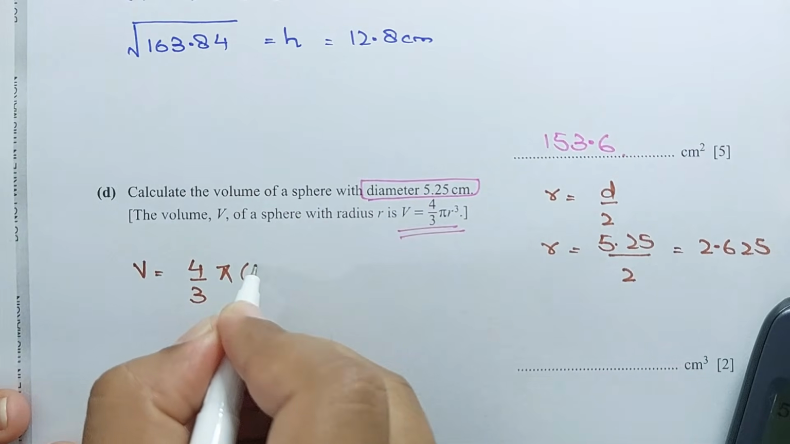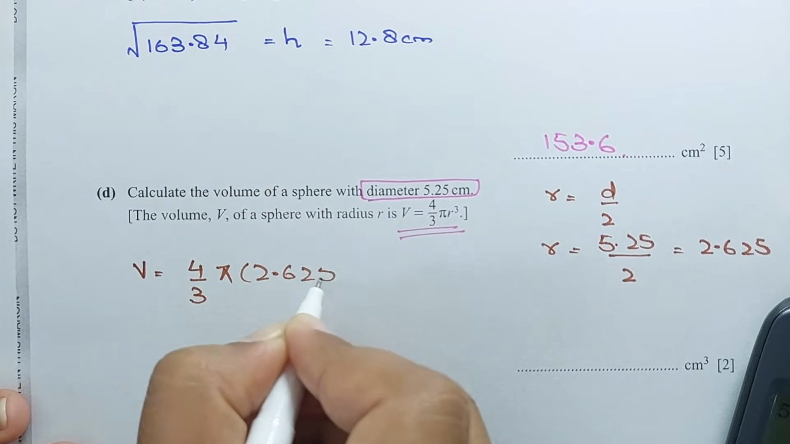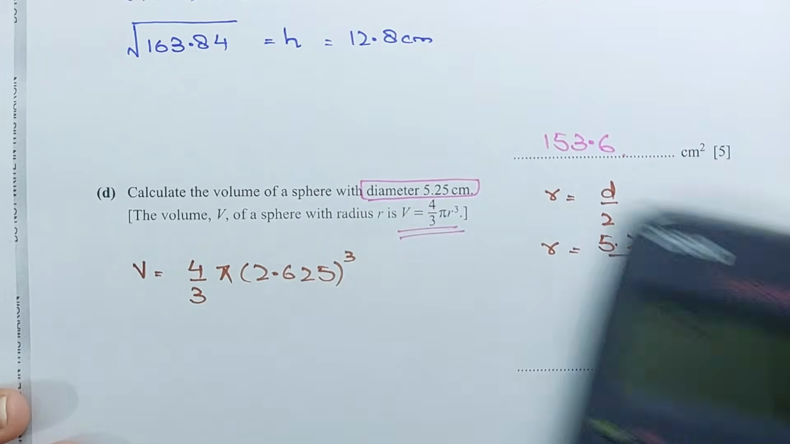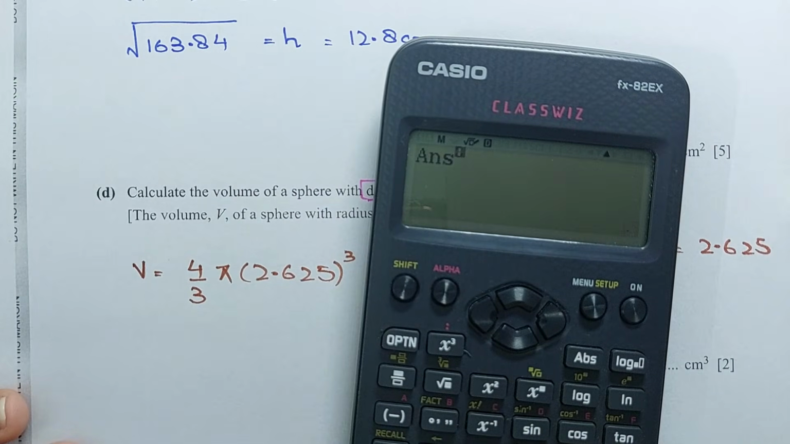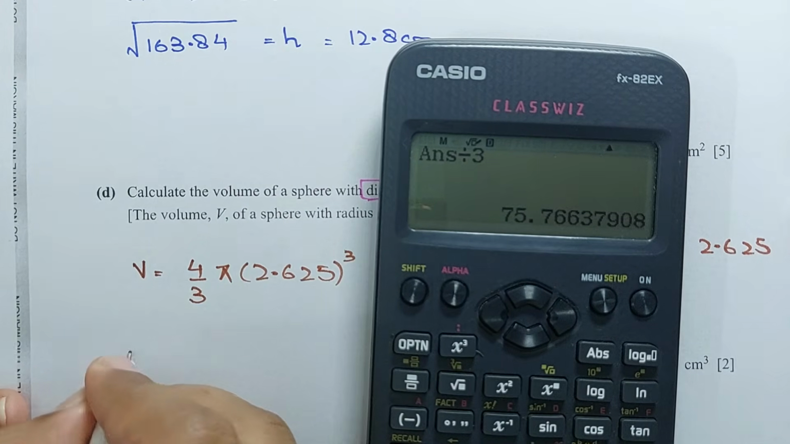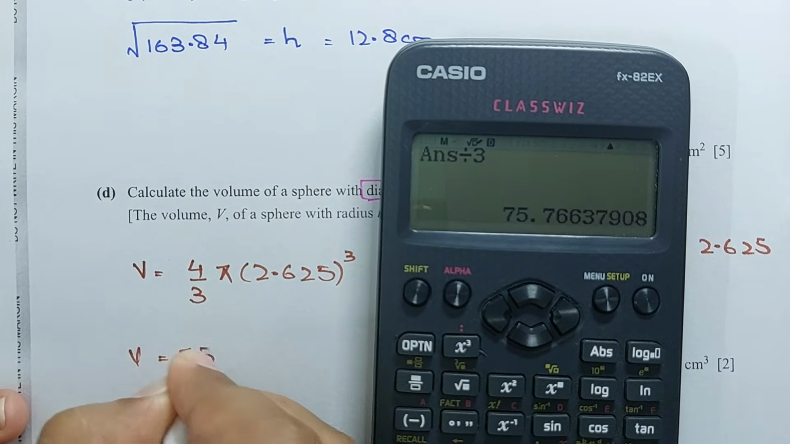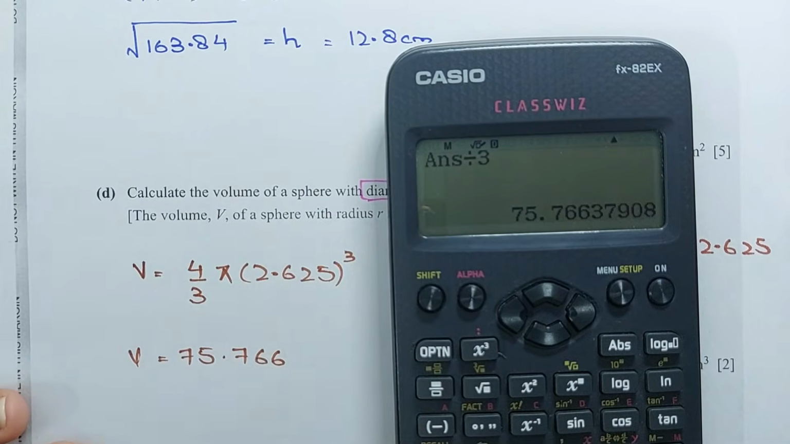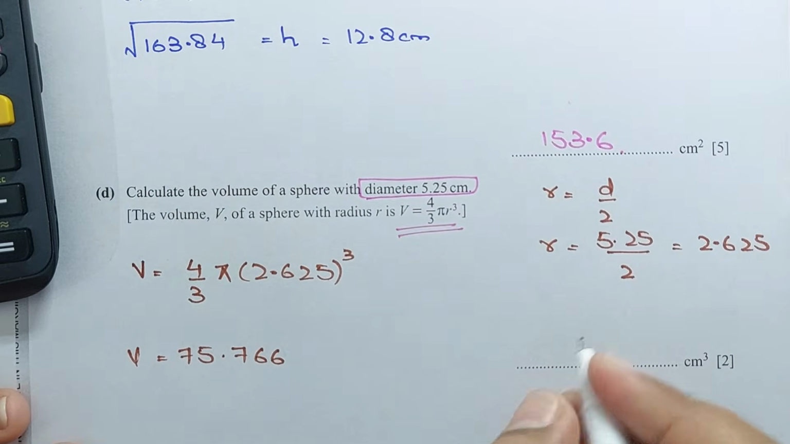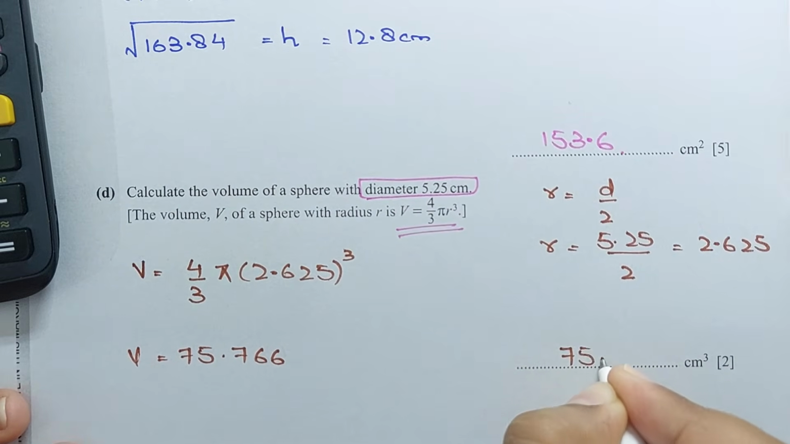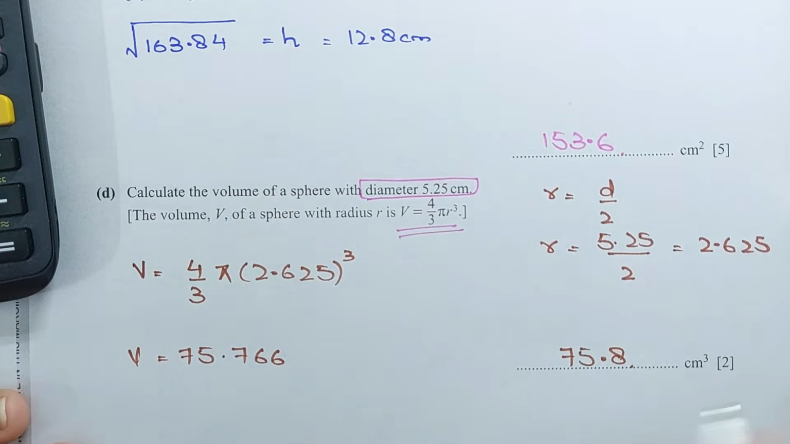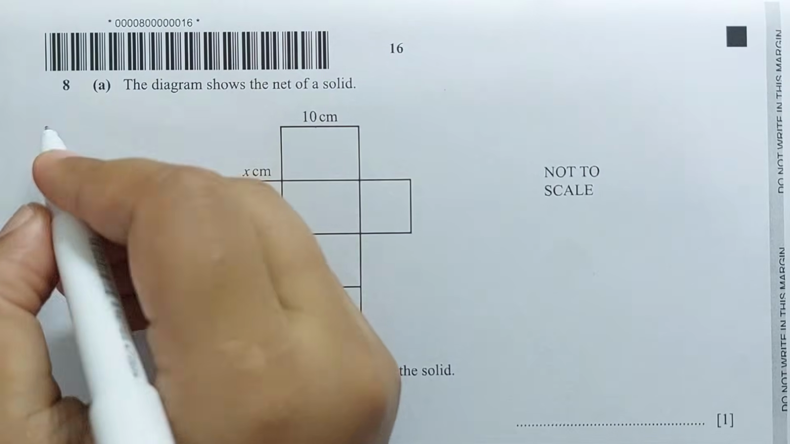Plug over here 2.625 cubed. So take its cube, multiply by pi, multiply by 4, divided by 3. So the volume is 75.766, or you can round it to 75.8 cubic centimeter.